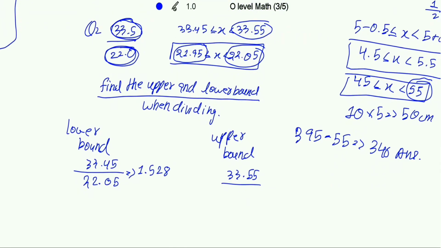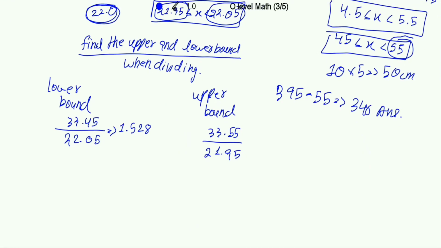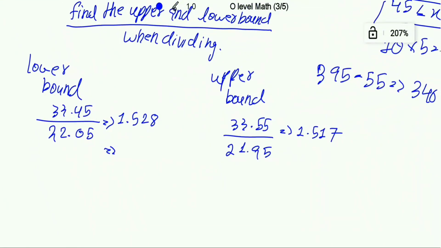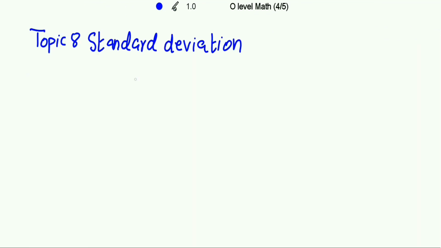21.95. And if you try to divide this, then it's going to be 1.517. Also we need to see that each of these numbers has 4 significant figures, but it's fine. So this is the answer. And topic 7, limit of accuracy, is done. Topic 8, standard deviation.